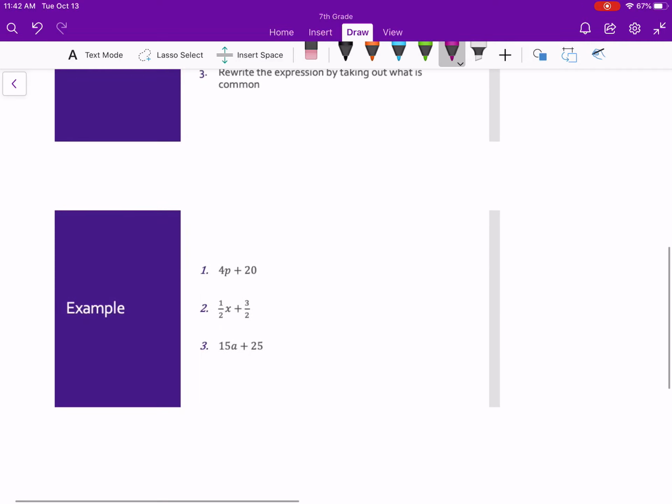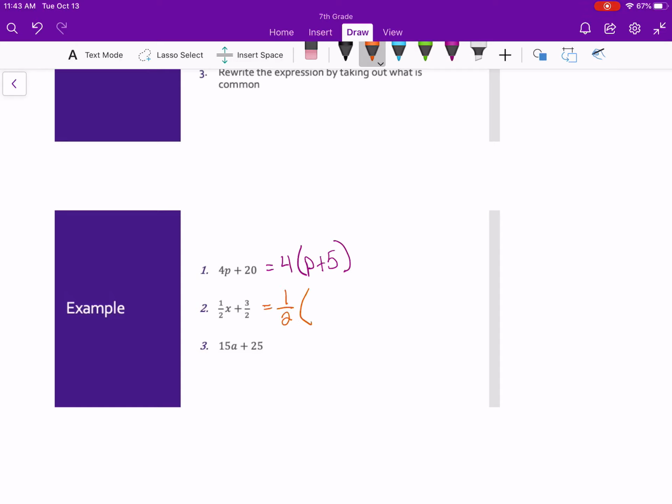Okay, so let's practice that. On the first one here, I want us to take out a 4. Okay, so I want to have a 4 in front, which means I'm going to divide everything by 4. So 4p divided by 4 is just p. And 20 divided by 4 is 5. So there's our factored expression. If you want to double check yourself, you can go ahead and distribute and hope that you get back to this original. But not necessary.